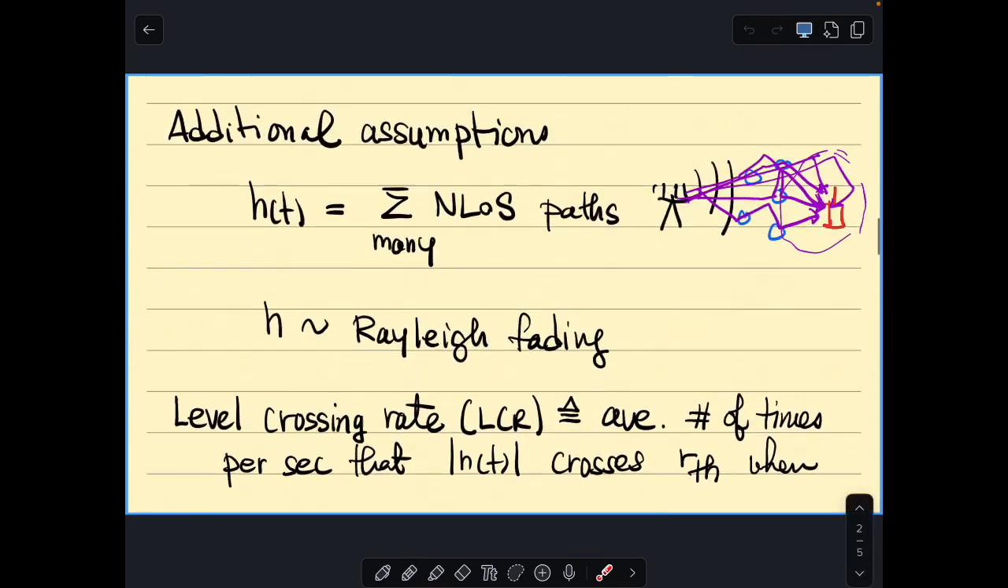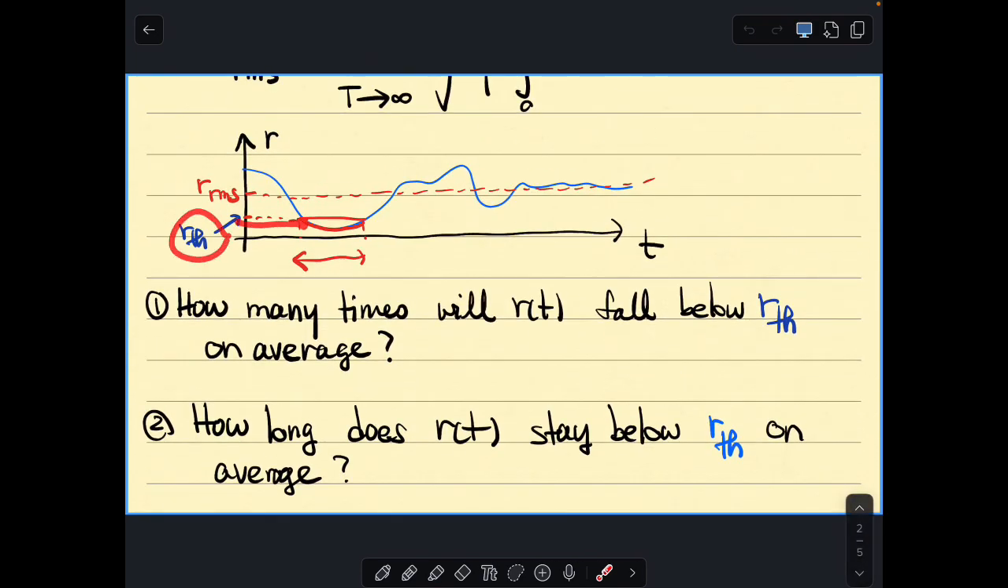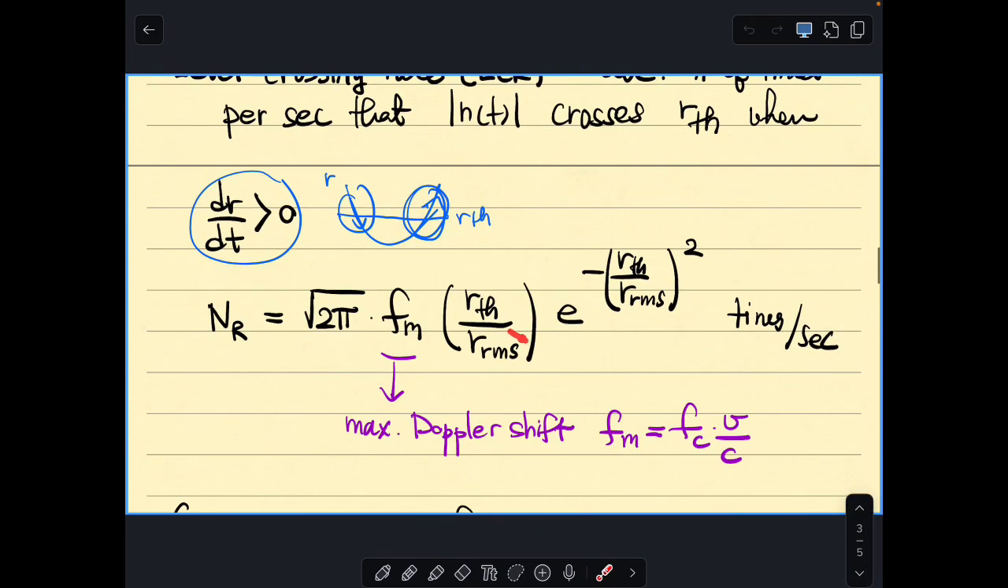What is this? R_th is the threshold, depending on what you want to set, right? Below the root mean square. R_rms is going to be the average root mean square. So R_th divided by R_rms is always going to be less than 1, because this is bigger, this is smaller. And then e to the power of minus R_th over R_rms raised to power 2. The unit here is number of times per second, or hertz. So this is what we call level crossing rate.